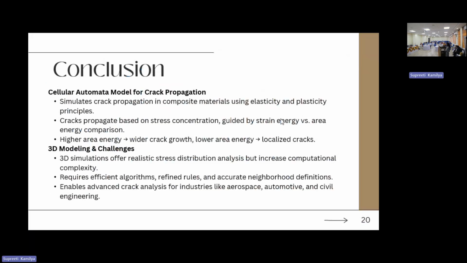In conclusion, what we have done is we have simulated crack propagation in composite materials using elasticity and plasticity principles. Later on, we also included the strain energy versus area energy comparison. We were able to see that higher area energy means wider crack growth, and lower area energy means just localized cracks.